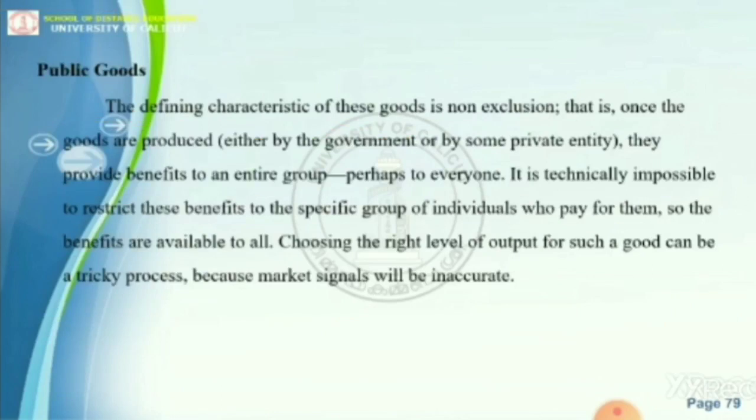Then, let's look into public goods. The defining characteristic of these goods is non-exclusion. That is, once the good is produced, either by the government or by some private entity, it provides benefits to an entire group, perhaps to everyone. It is technically impossible to restrict these benefits to the specific group of individuals who pay for them, so the benefits are available to all. Choosing the right level of output for such a good can be a tricky process because market signals will be inaccurate.